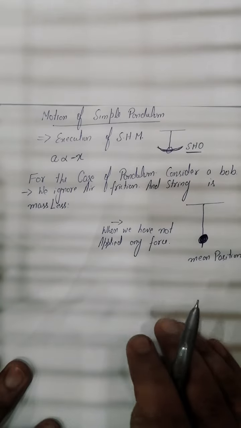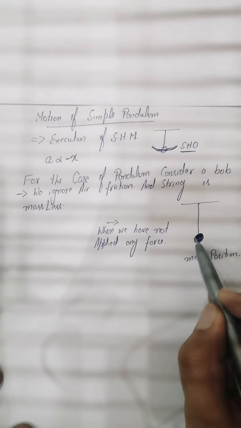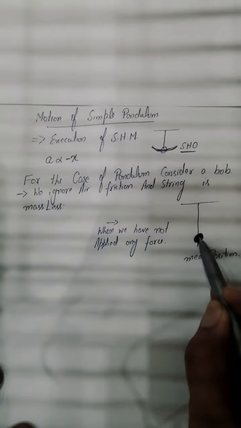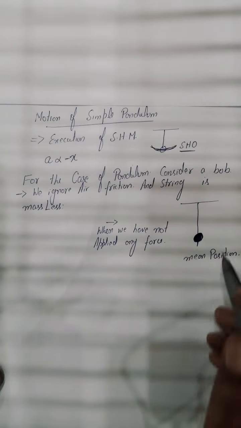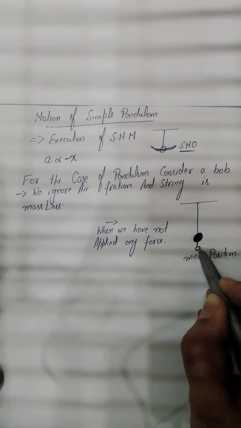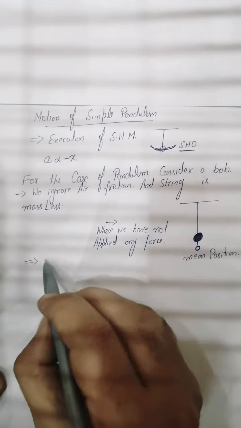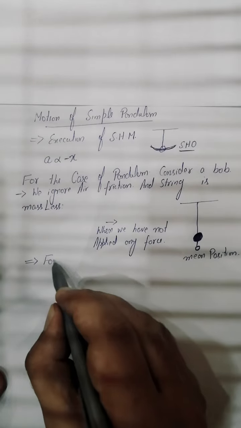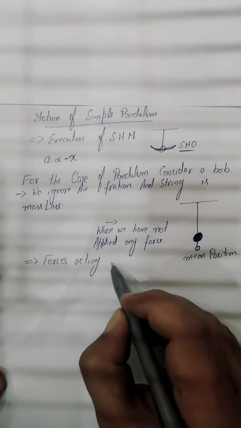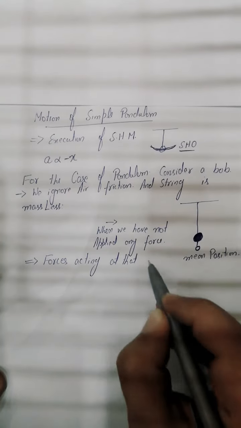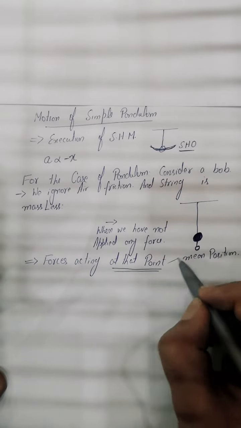In all three examples which we have done so far, we have considered the mean position of a system when there is no force applied to the system. So let's call this position O. So we will see what forces are acting at that point. What point? The point is mean position.